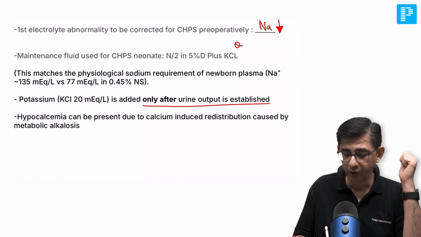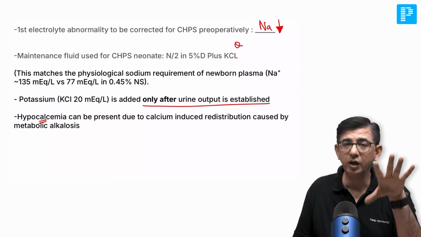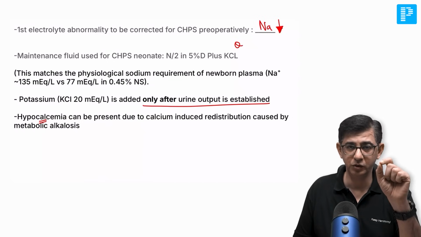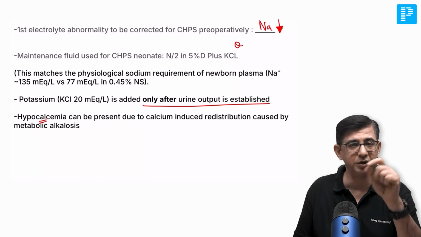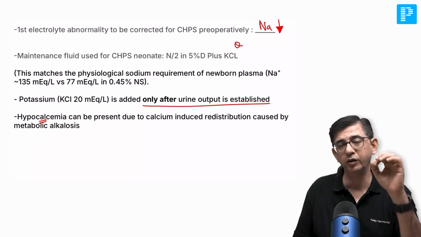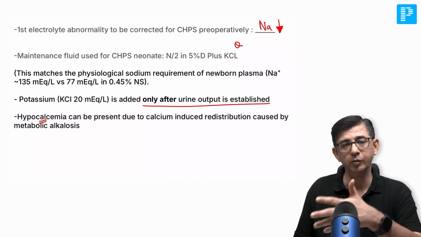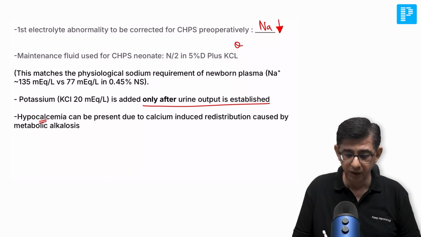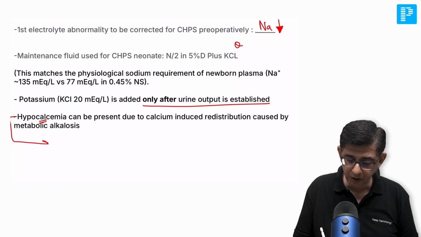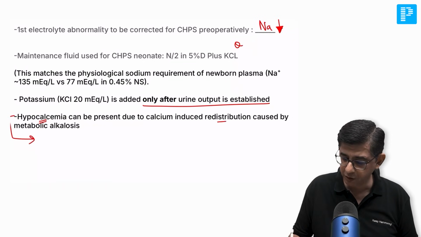And then hypocalcemia can also be present due to metabolic alkalosis. This I've explained in the electrolyte section, that metabolic alkalosis or respiratory alkalosis both cause redistribution of calcium. Both varieties of alkalosis will cause hypocalcemia. So if he says how do you correct the hypocalcemia, don't answer tetany. He has asked this question, how do you correct the hypocalcemia that is seen in congenital hypertrophic pyloric stenosis? There is no deficiency of calcium, it is redistribution of calcium.